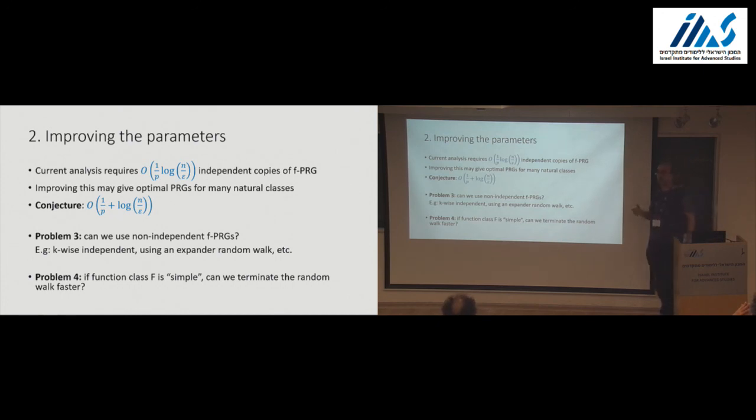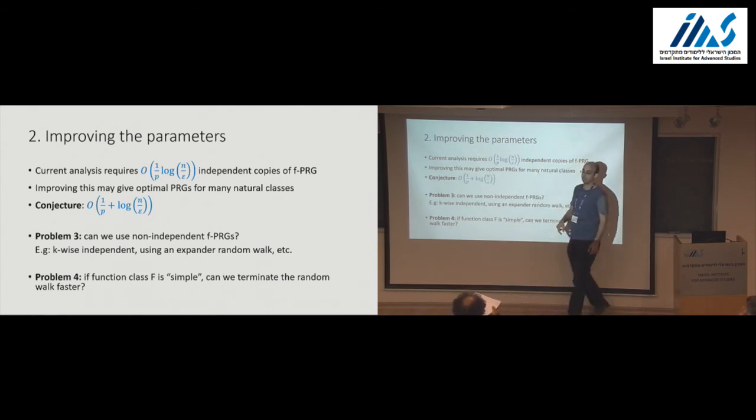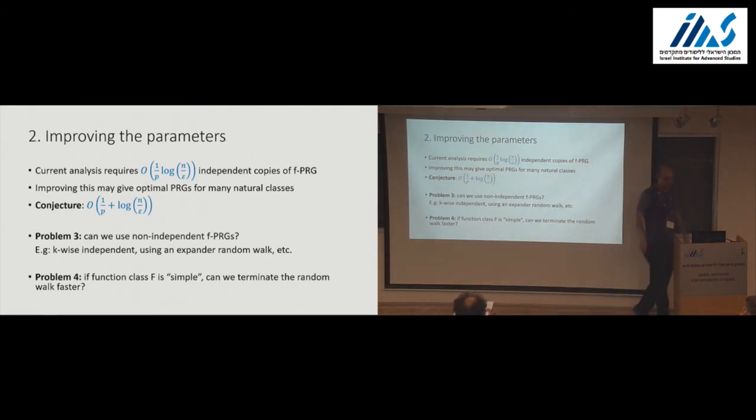The other approach is to say, what if my function class is simple? So it's not some arbitrary function class; I assume something more. In this case, you can show that you can terminate the random walk faster. You don't need to walk that many steps. The only case where we know how to prove it is this very extreme case where all the functions have low sensitivity. If you know what that is, then you can replace this n with the maximal sensitivity of the functions. But that's a very extreme case, so we don't know in general how to improve this.